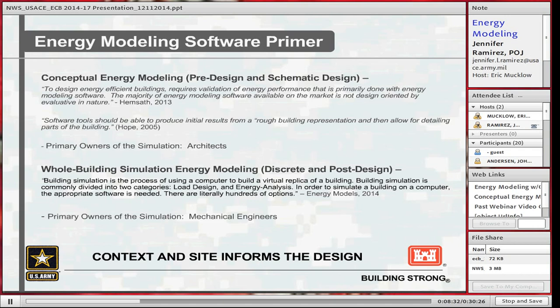There are two distinct degrees of energy modeling that can be described as conceptual and whole building simulation energy modeling. Typically, architects would take the primary role in the conceptual phase, and mechanical engineers would take the lead on the whole building energy modeling phase. This is based on the amount of information at the phase of design, as previously discussed. So based on this information, conceptual energy modeling would be implied for the planning phase and the schematic phase. And at the interim and final phases, a whole building energy simulation would be conducted.